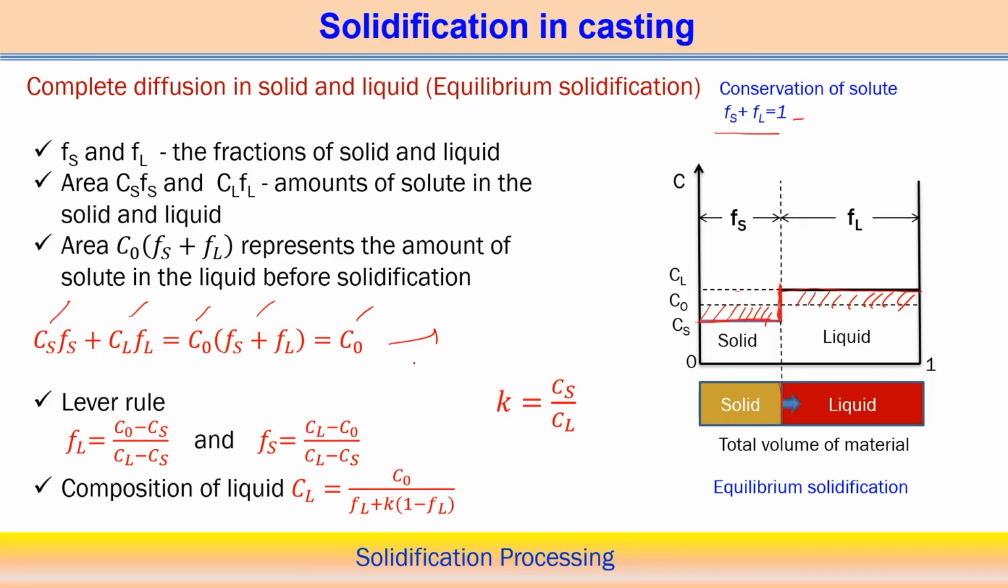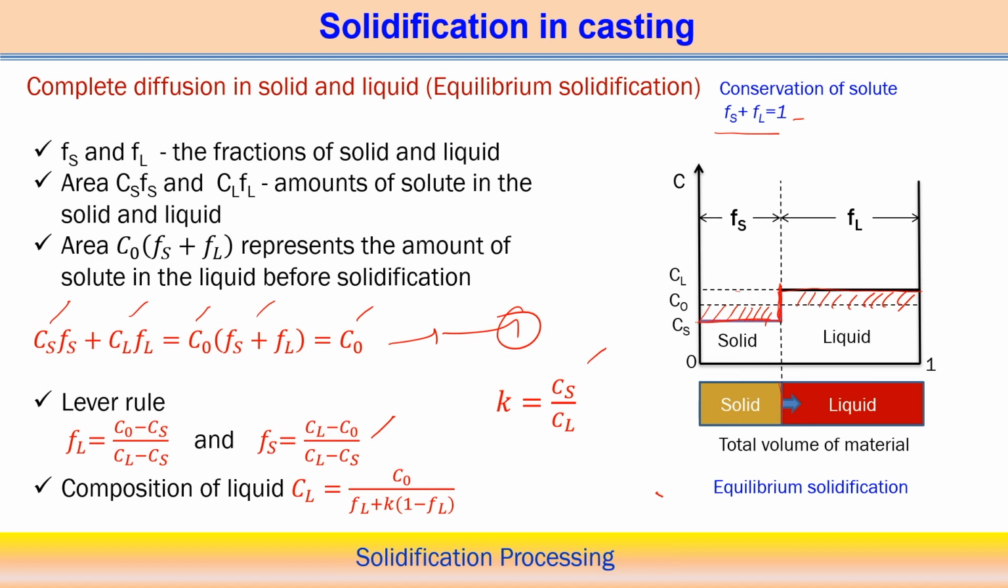So this area represents the total amount of the solute in the liquid before solidification, which is equivalent to the amount of the solute in the liquid and solid together. Making them equal, we get one equation from here. Then if we apply the lever rule and use the partition coefficient, we can get the composition of the liquid.